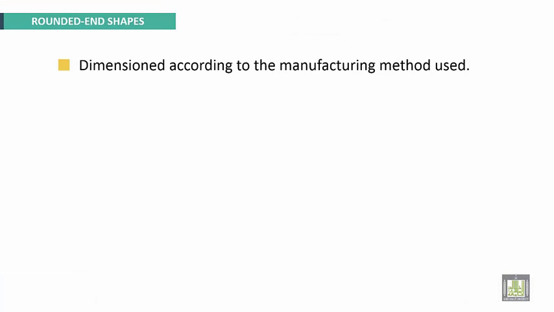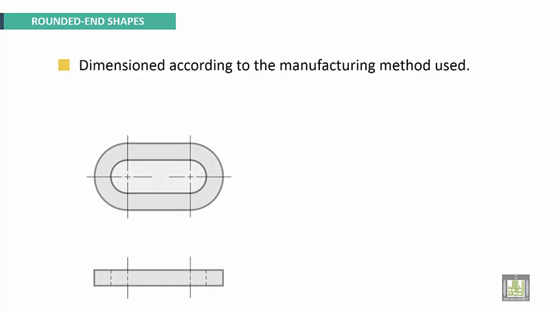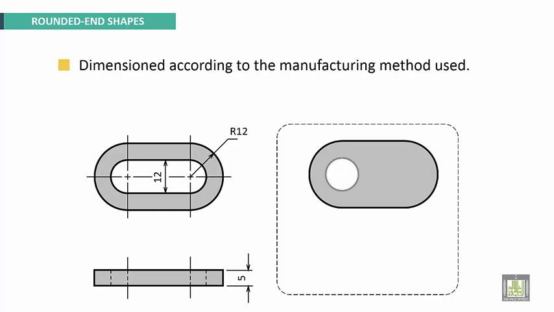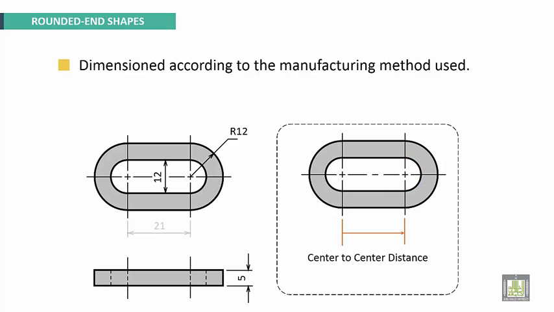Dimension it according to the manufacturing method used also. We have this example, local notes and dimension. To make this hole, we use this milling process. Okay, and we need then center to center distance.